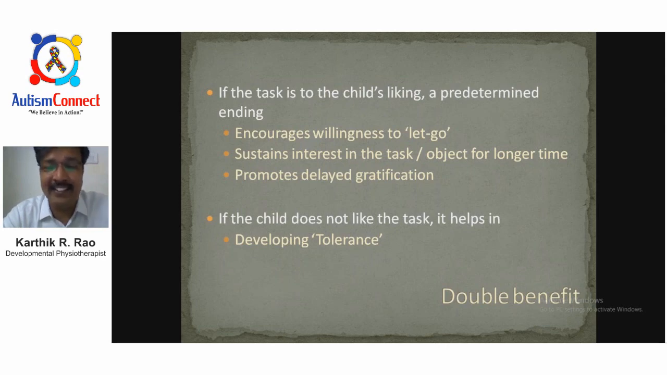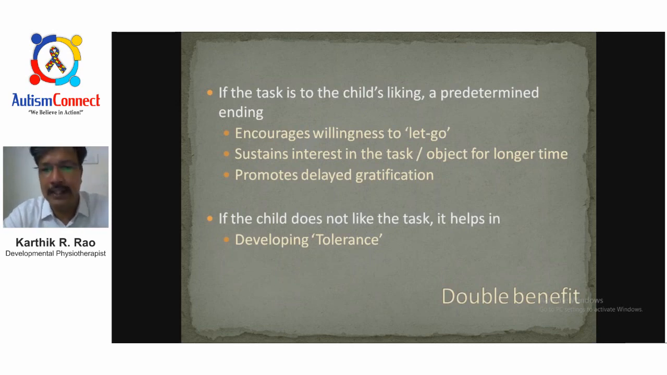So this sustains interest in the task or object for a longer time. We see this even with children who are typically developing. You get them a new toy, they will take it to bed, they'll sleep with it for the next 2 days, it will be with them 24/7. After 2 days, it's somewhere else. They don't even bother to see where it is. They get so used to it, or use it so much, that they lose interest in the task. So it is important that when you have a fixed end, the child will be interested to continue this again and again for a longer period of time.